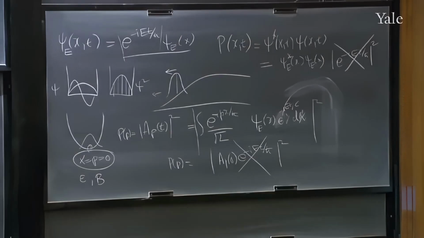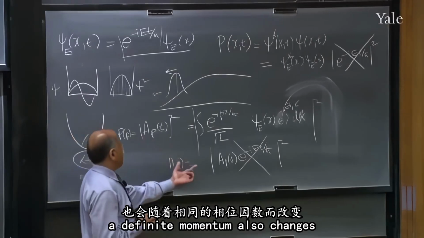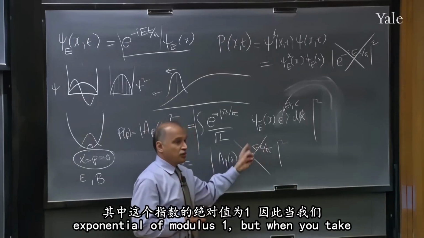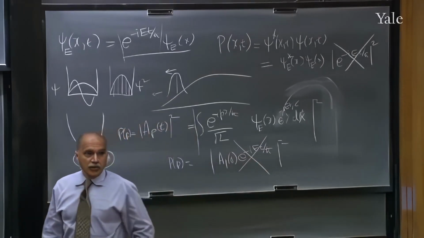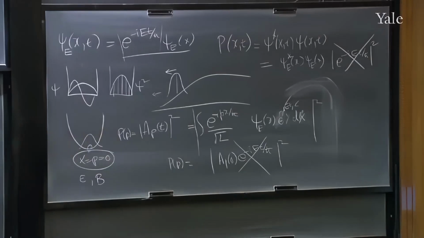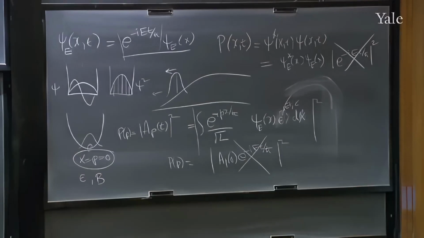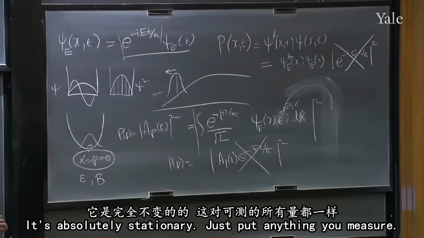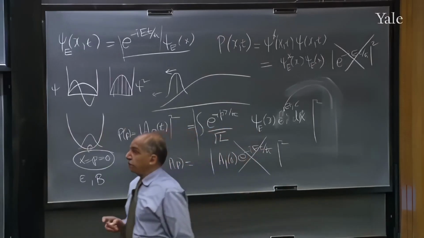Since the wave function changes by a simple phase factor, the coefficient to have a definite momentum also changes by the same phase factor. This is called a phase factor, exponential of modulus 1. But when you take the absolute value, that guy doesn't do anything. Now you can replace p by some other variable. Doesn't matter. The story is always the same. So a state of definite energy seems to evolve in time because of e to the minus iEt over h bar, but none of the probabilities change with time. It's absolutely stationary with respect to anything you measure. That's why those states are very important.